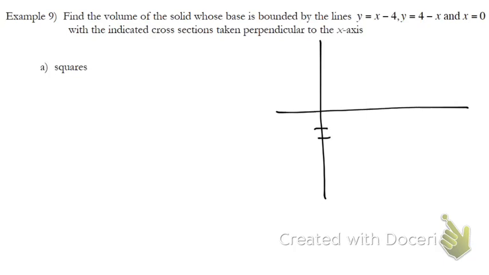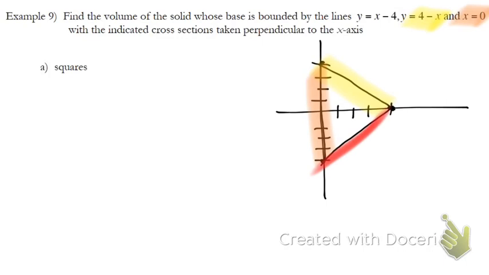So y equals x minus 4 is this line. y equals 4 minus x is this line, and it's bound by x equals 0. So if I could do some highlighting, that's that one. This is this one.